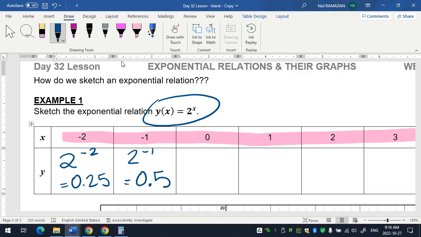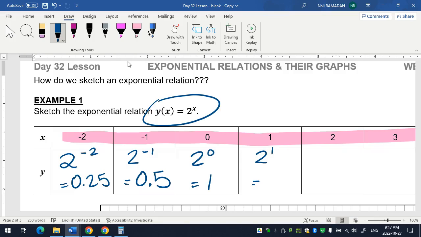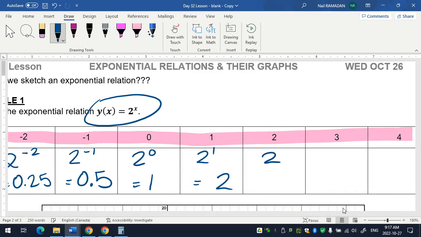0.5. What's 2 to the 0? Come on, anything to 0. 1. 2 to the 1 is 2. 2 to the 2 is 4. 2 to the 3 would be 8.